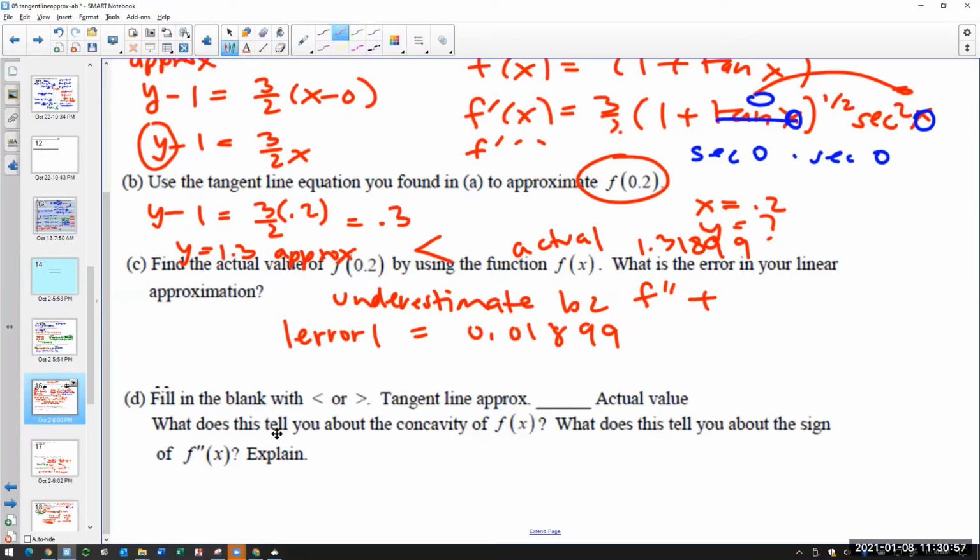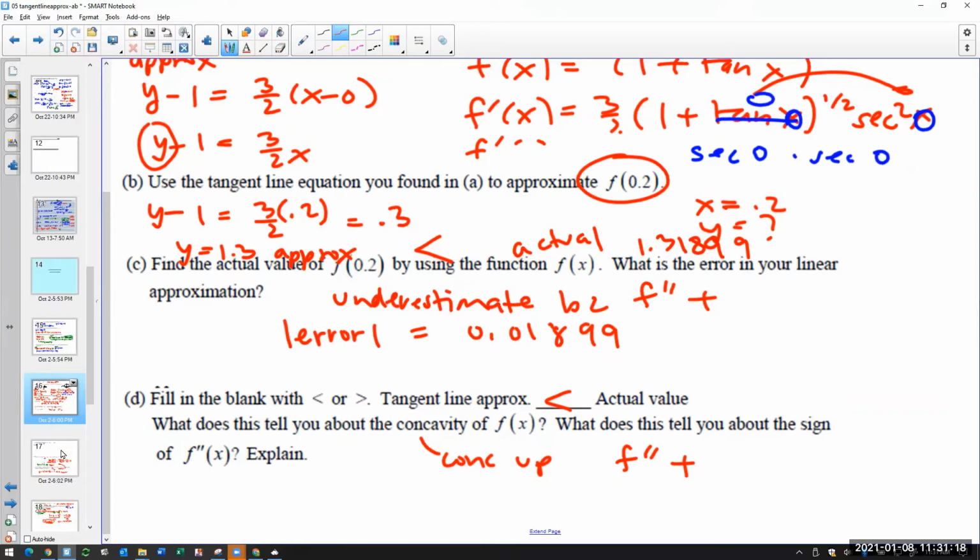And I did letter D with you guys. Right here, this is a less than sign. I think you guys know all of this. The concavity: is it concave up or concave down? Concave up, and then you'll say f double prime is positive. What does this tell you about the, I think that's it. All right, what other questions did you have?